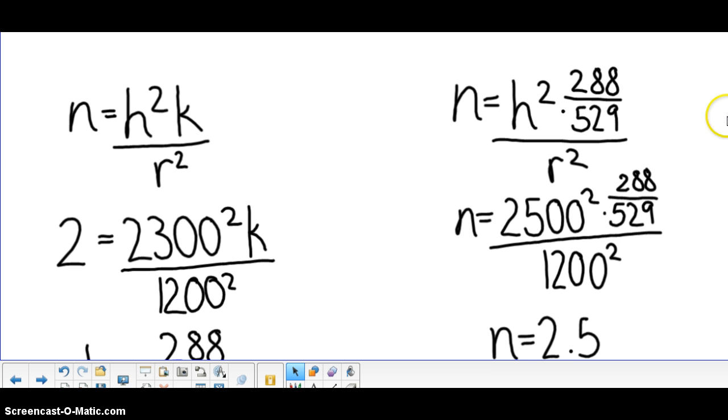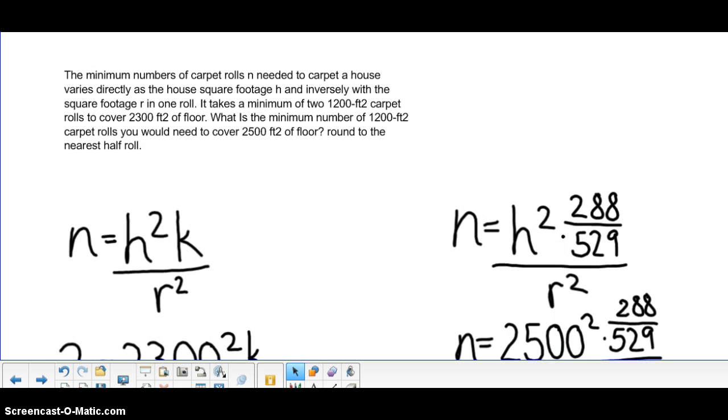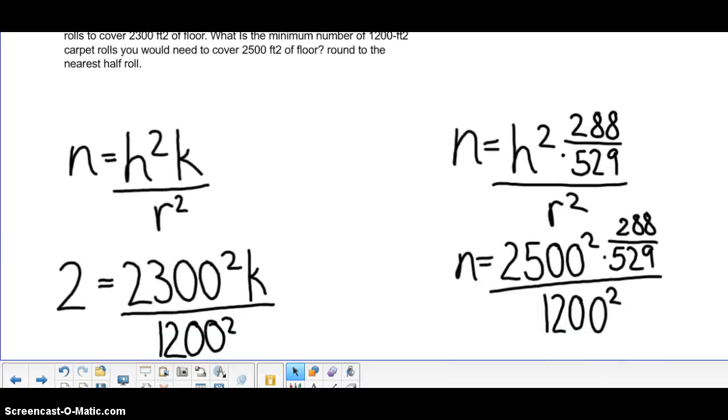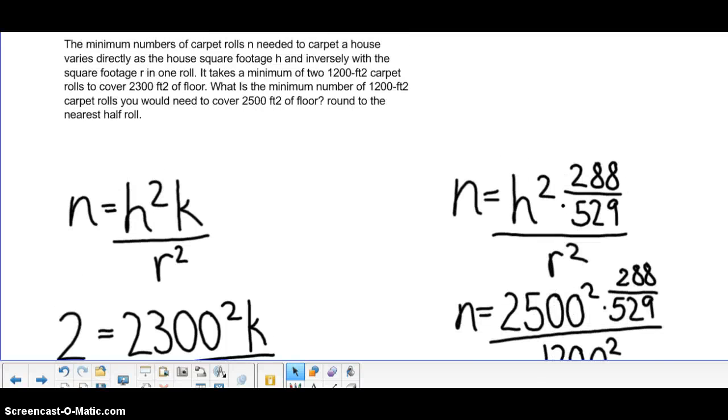And that's how you use a combined variation to solve a story problem, and how to make a combined variation out of a story problem.